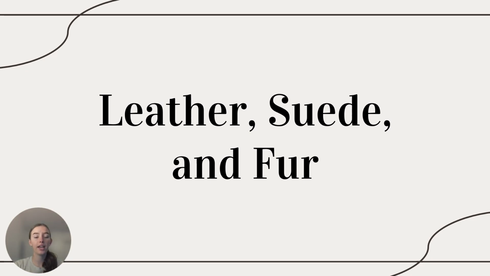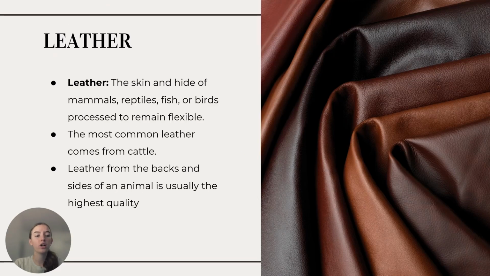Hey guys, so today I'm going to be talking about leather, suede, and fur. And these are all animal products that we use as textiles. Okay, so to start off, leather is basically just the skin and hide of mammals, reptiles, fish, or birds.